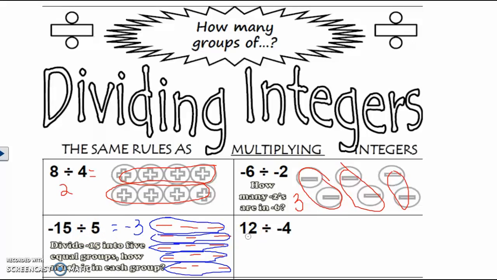12 divided by negative 4. Well, what's 12 divided by 4? It's 3. The signs are different. When the signs are different, it makes it the opposite. So remember in the multiplication lesson, we said that when we multiply by an opposite, you get the opposite answer. Well, we are starting with a 12, and we're dividing by an opposite. We're dividing by a negative 4, which means we are going to get a negative.